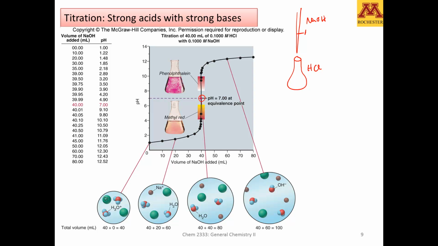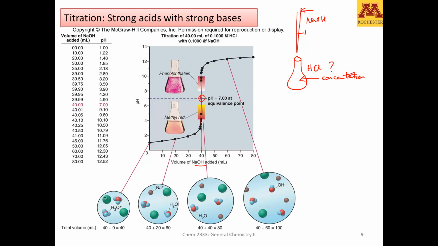Titration curves are useful because they help you determine unknown concentrations. There is such a drastic change of pH that when you have a drastic change of pH, it means that you have reached the equivalence point. That is, you have added as many hydroxides as there were hydroniums at the beginning. Therefore, the amount of hydroxide that you have added will help you determine the unknown concentration here.